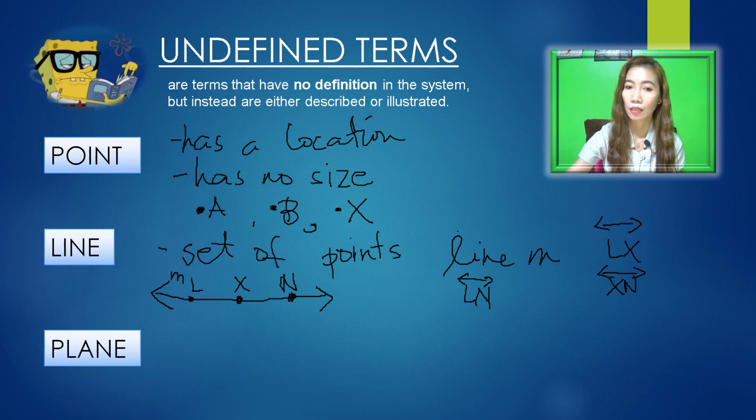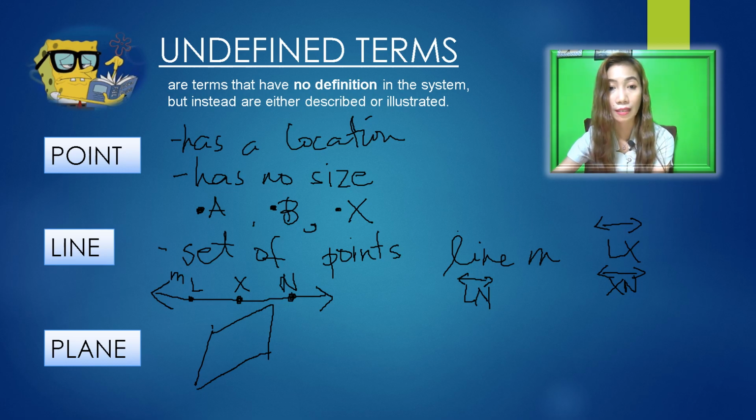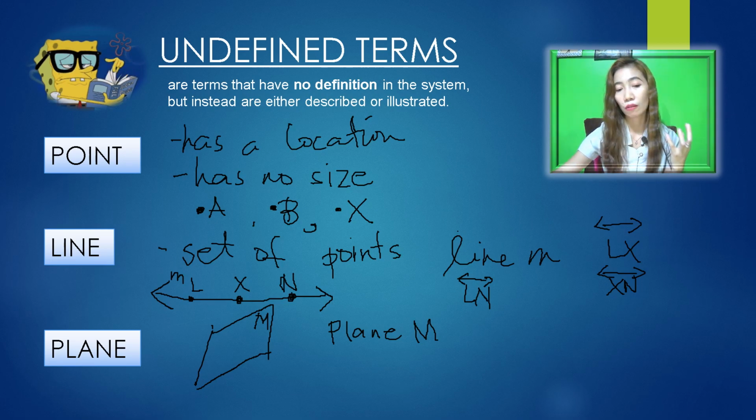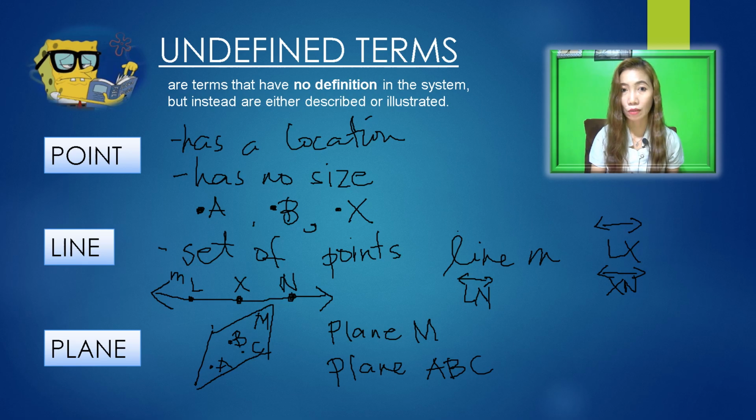And how are you going to name a plane? So when it comes to planes, for example, we have that plane. In naming a plane, we're going to use a single capital letter. So for example, that will be plane M. Or you can use 3 points on the plane which are not lying on the same line. For example, we have point A, point B, and point C. So if we are going to name that, that will be plane ABC. So ganyan tayo pag nag-name ng plane. So those are the 3 undefined terms. From a point, nagkaroon ng line. From the line, nagkaroon tayo ng plane.